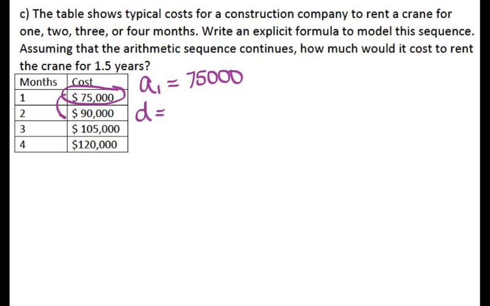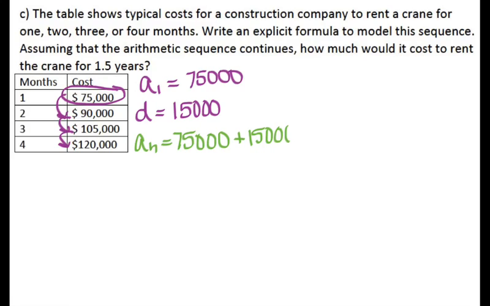And then our common difference, we need to figure out what the pattern is. So to get from 75,000 to 90,000 to 105,000 to 120,000, you are adding 15,000 every single time. So now I can write the formula for the sequence. So I have a_n equals my first term, which is 75,000, plus my common difference, which is 15,000, times n minus 1.